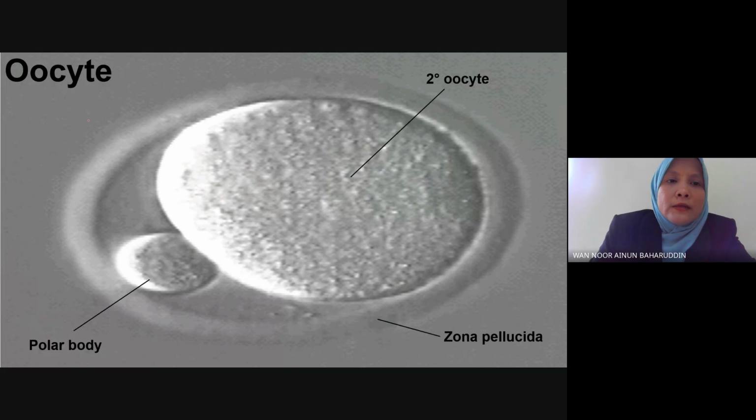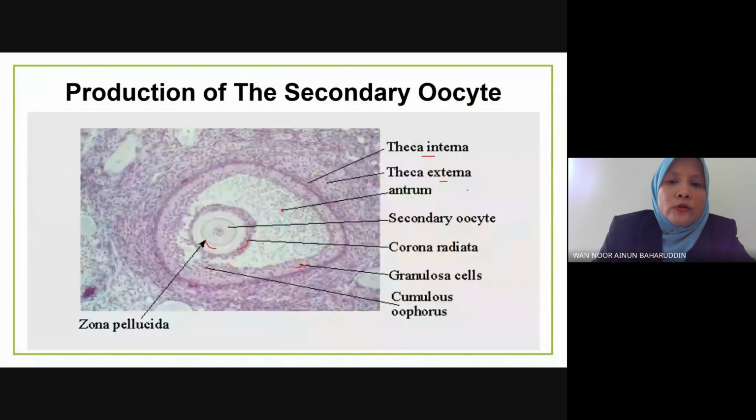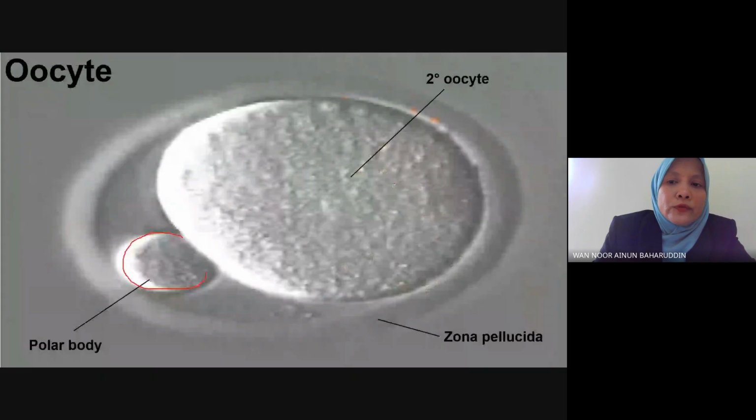This is the macroscopic overview of a secondary oocyte that has its second polar body, and it resides inside a zona pellucida, with a lot more layers around the secondary oocyte.